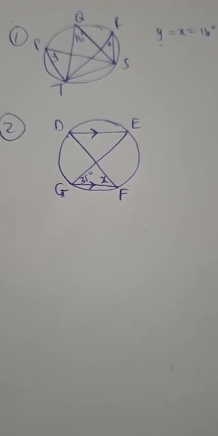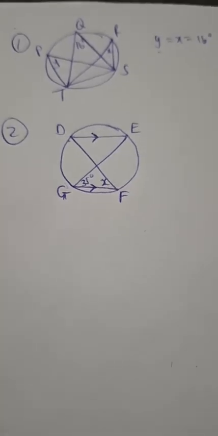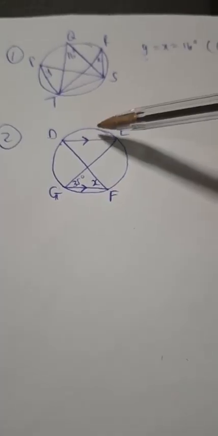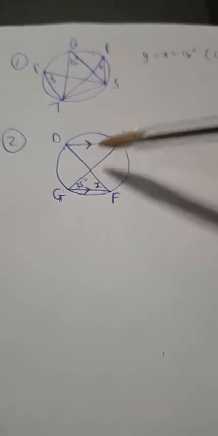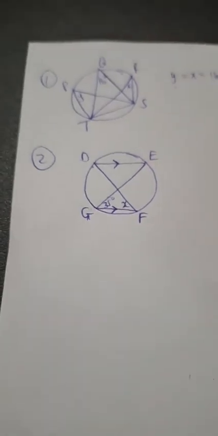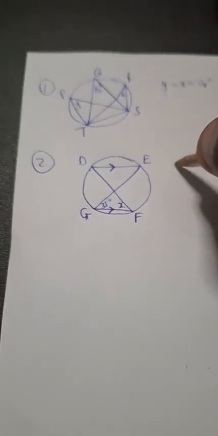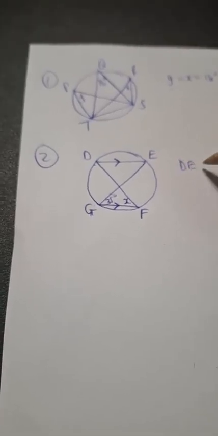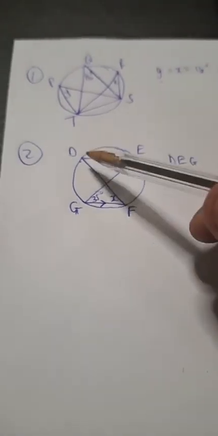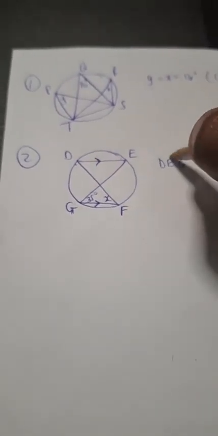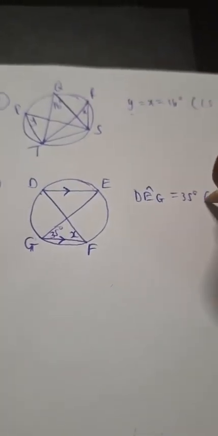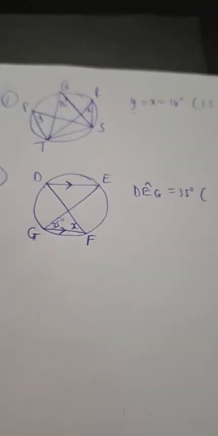Be very careful by specifying the angles. Remember, if you want to say this angle is equal to that one, you must say what you mean. So in other words, it's that angle. What is it? It's DEG. DEG is that angle, right? And it is equal to 35 degrees, and you're stating that it is equal to 35 degrees.